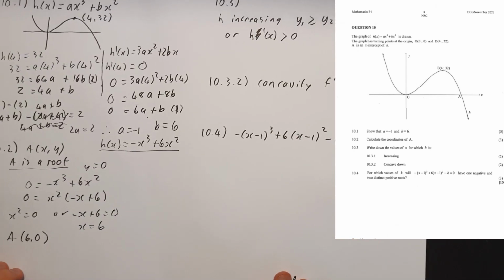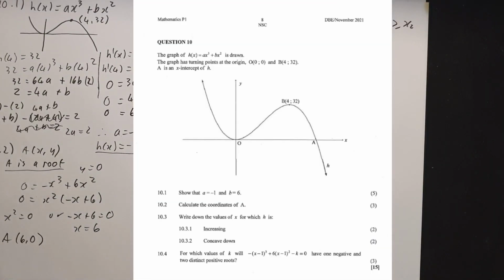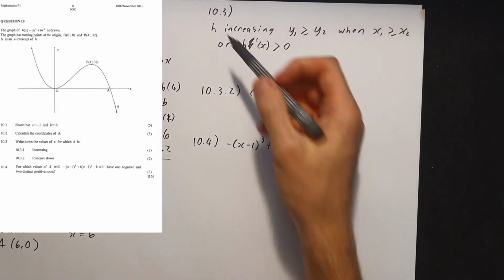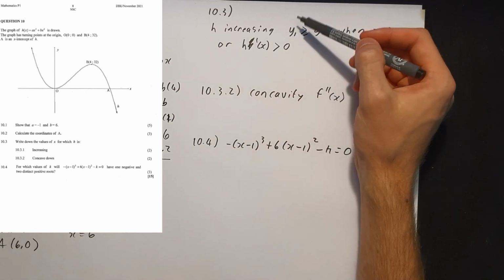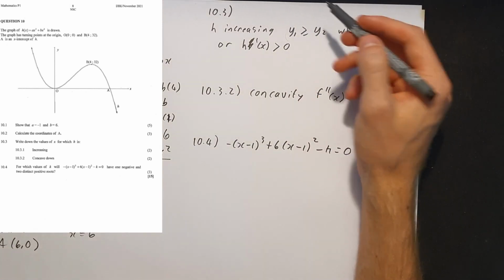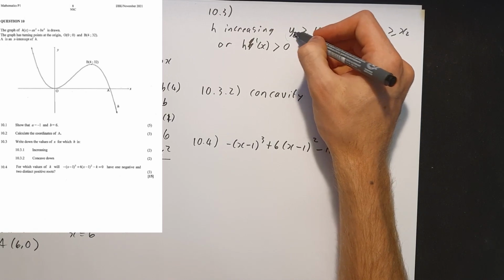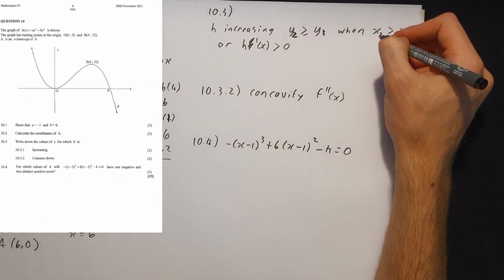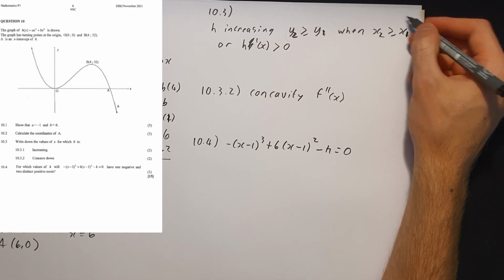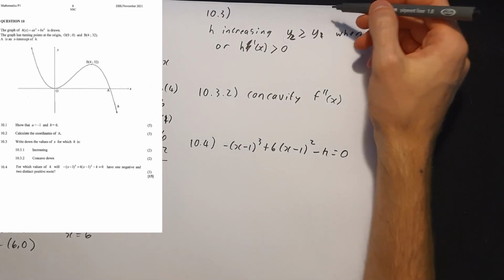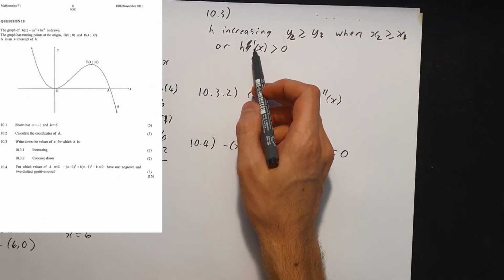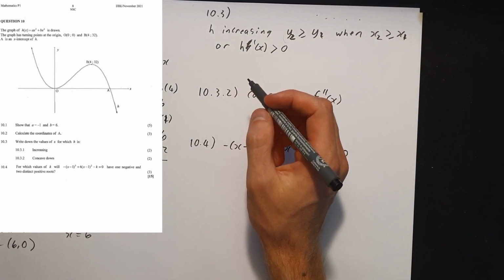Okay, now if we look at 10.3, it says write down the values for x for which h is increasing. Okay, now the important thing there is when h is increasing, it means that your output value y2 needs to be greater than y1 when x2 is greater than x1. So just be careful of that. As your x values increase, your y values need to be increasing, or you can find where the derivative is greater than 0.